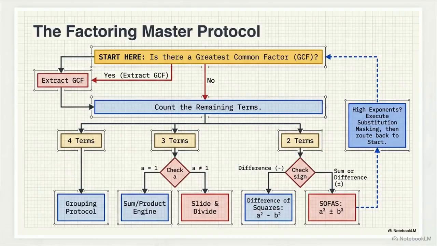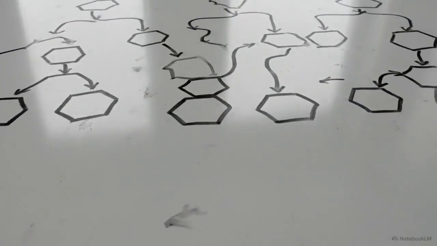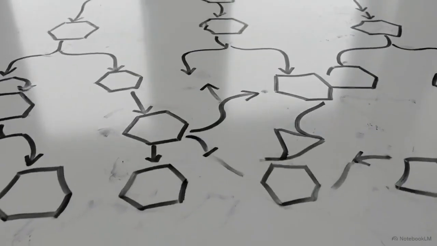Bringing the full factoring master protocol flowchart back on screen, you can see how these individual steps lock together into one integrated sequence. Mathematical mastery doesn't come from memorizing isolated tricks or blind luck. It comes from trusting a reliable, logical framework that tells you exactly where to go.